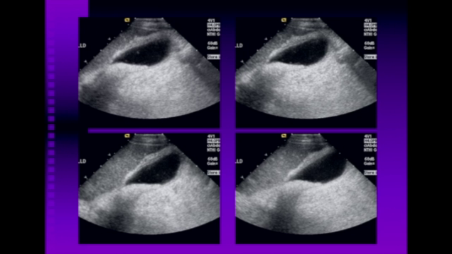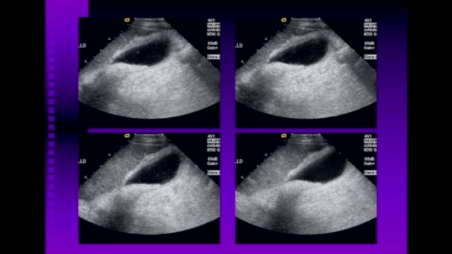Now, it may be a little bit harder in a case like this where you see a layering portion of echogenic debris, and you're not quite sure if this is shadowing from that layer or not. Typically, we would consider this would be gallbladder sludge versus sand-like gallstones.